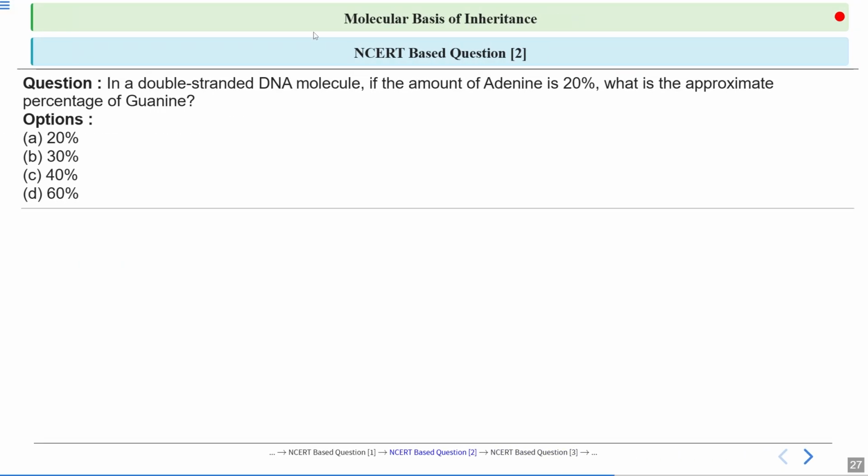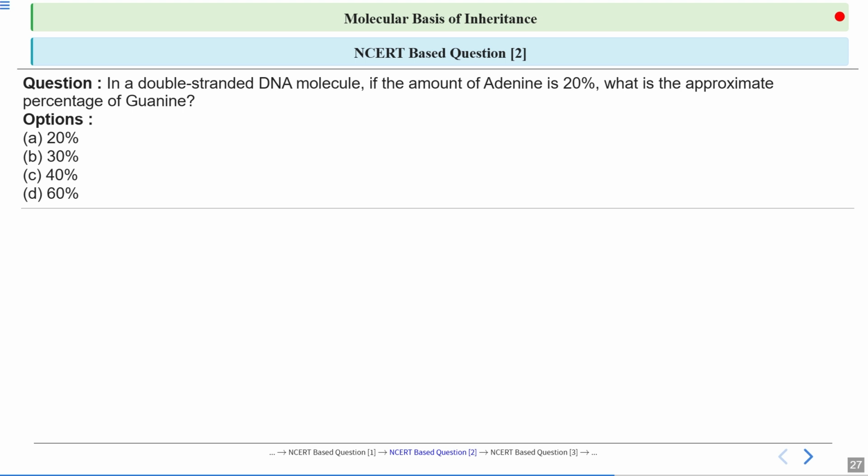Now the second question. I told you that Chargaff's rule we will understand more nicely with the help of one question. So let's see the question. In a double stranded DNA molecule, if the amount of adenine is 20%, what is the approximate percentage of guanine? Options are 20%, 30%, 40%, and 60%. This double stranded DNA molecule has 20% adenine. So now tell us what is the percentage of guanine.